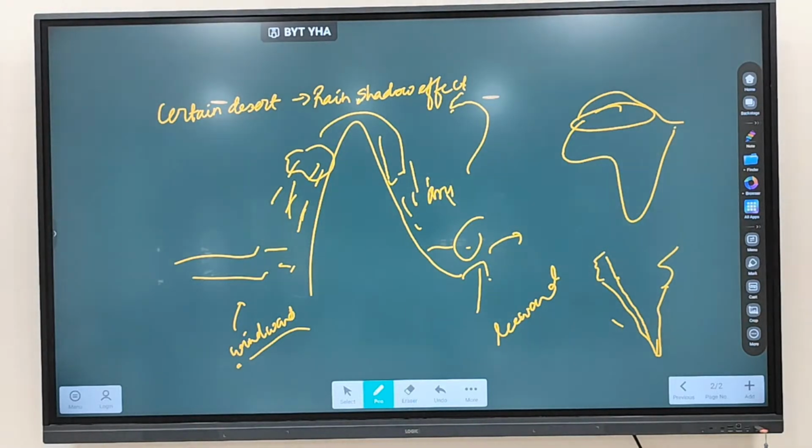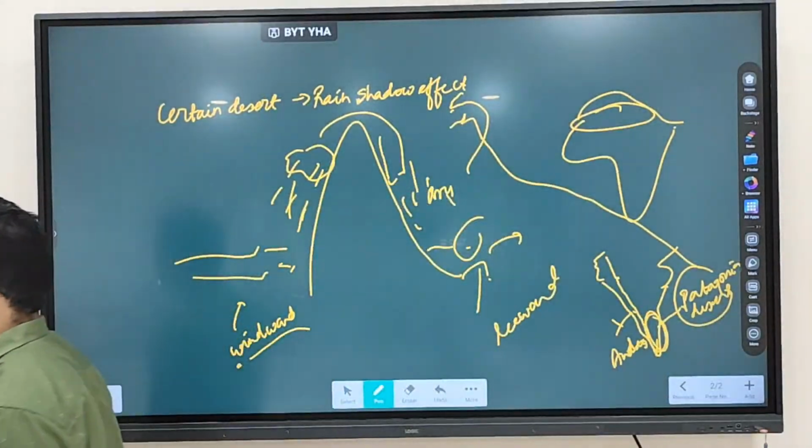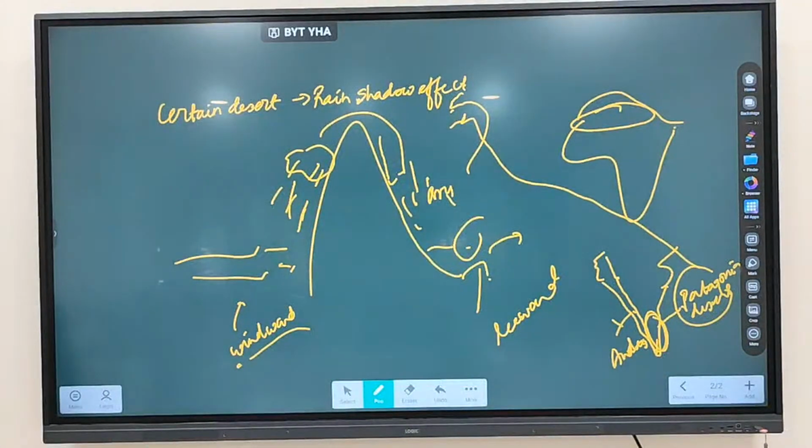In North America, which mountain is there? Rockies. South America, Andes. On the other side of the Andes mountain in Argentina, which type of desert are you seeing? Remember the Patagonian desert, we talked about this desert. This desert is created due to the rain shadow effect, so it is lying on the other side of the mountain. So you can see deserts can be created on the coastal areas, in the interior areas, and also on the rain shadow side. Clear?